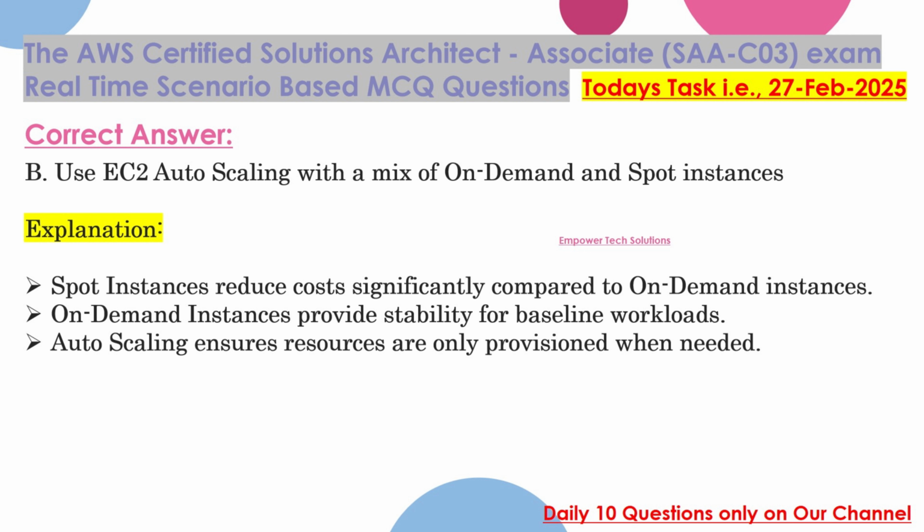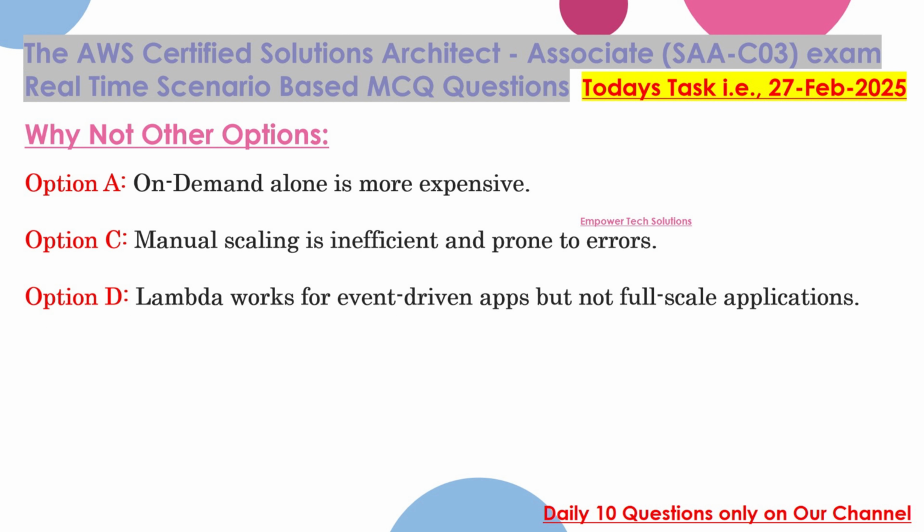Explanation: Spot instances reduce costs significantly compared to on-demand instances. On-demand instances provide stability for baseline workloads. Auto-scaling ensures resources are only provisioned when needed. Why not other options? Option A: on-demand alone is more expensive. Option C: manual scaling is inefficient and prone to errors. Option D: Lambda works for event-driven apps, but not full-scale applications.